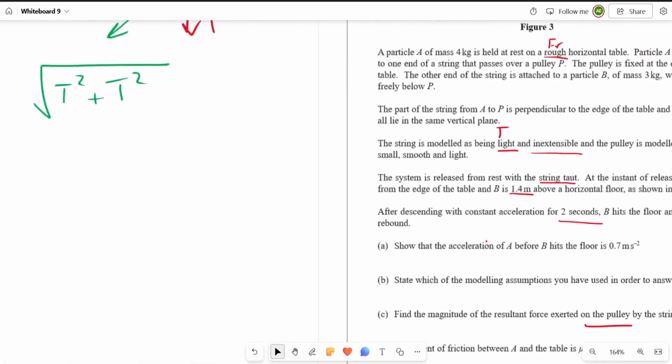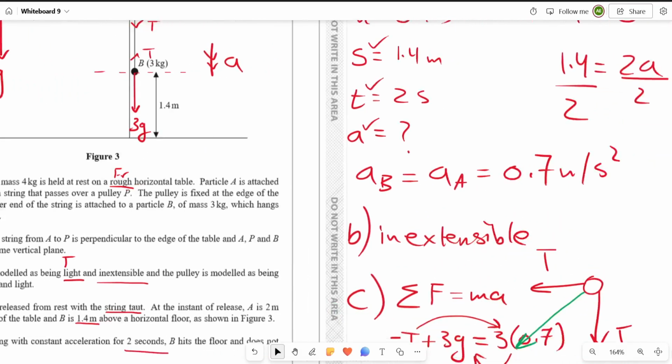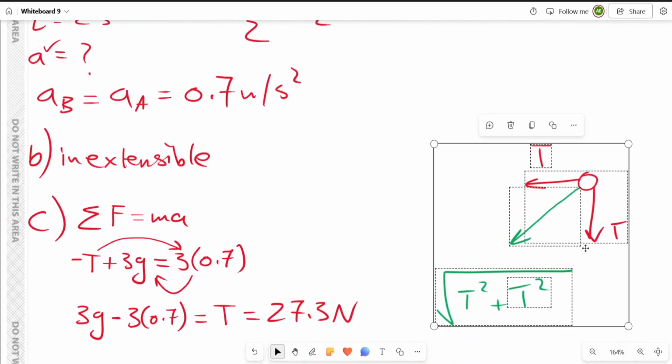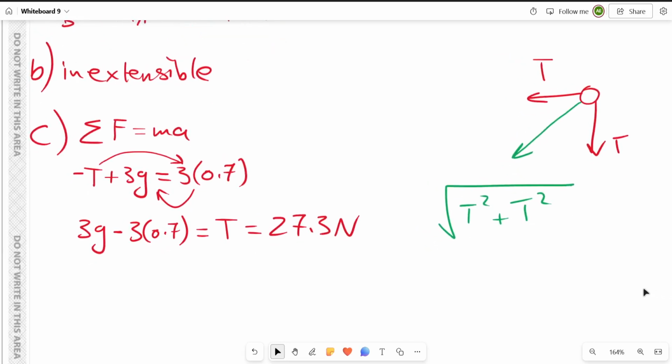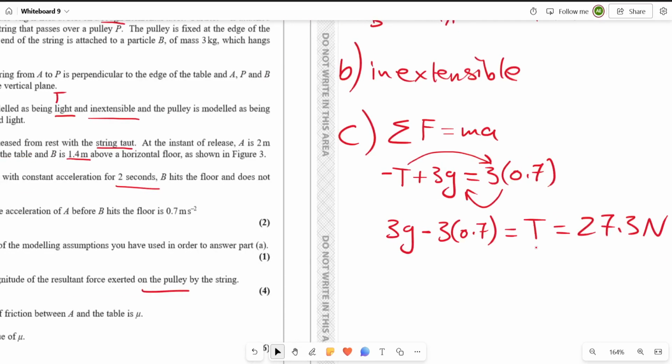And if we copied what we said over here, we copied this part, moved it over here, okay? To get the resultant force on the pulley, we need to do the square root of T squared, which is 27.3 squared, plus T squared, which is 27.3 squared as well. This is going to be the resultant force, and this is going to give me an answer of 38.6 newtons. I cannot forget my unit, and this is going to be the answer for part C over here.